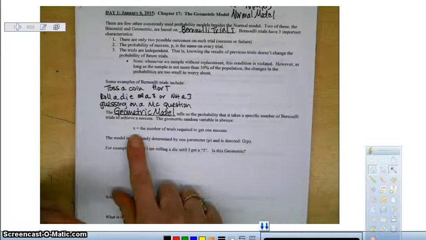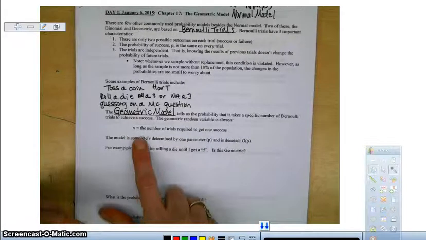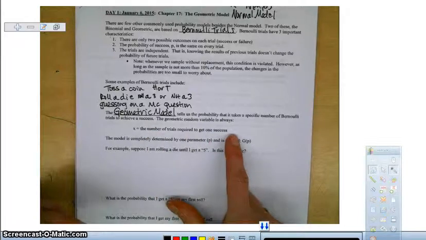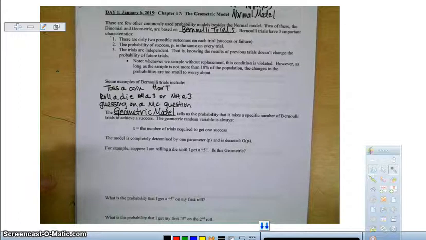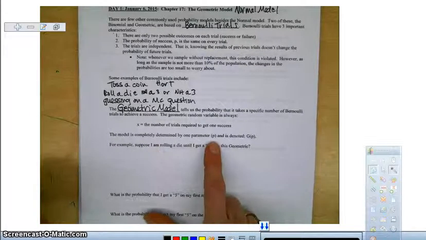So X, the geometric random variable, is always X, and it's equal to the number of trials to get one success. The number of times I have to do this to get a success. Whatever you clarify as your success. You define your own success, or the problem defines the success for you. So the model is completely determined by one parameter, p.